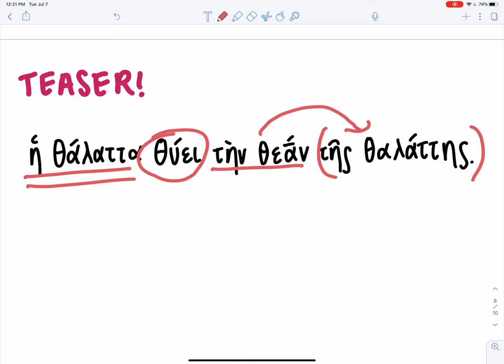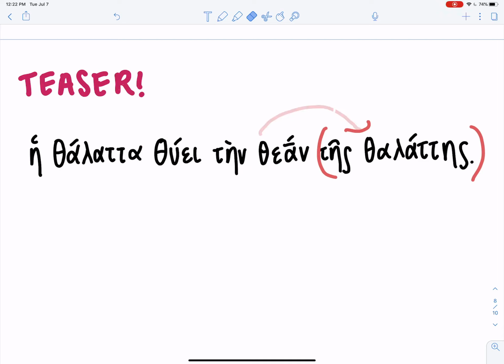So now let's translate it. He thalata is the sea, thue sacrifices, tan theon is the goddess, and then tes thalates is of the sea, because this is genitive, we're using of. So we have the sea sacrifices the goddess of the sea. We're not going to think about what that might mean, but instead we're going to focus on what is happening with thalata, because you might have picked up on this being an alpha and this being an eta, and that doesn't really make sense at first glance.